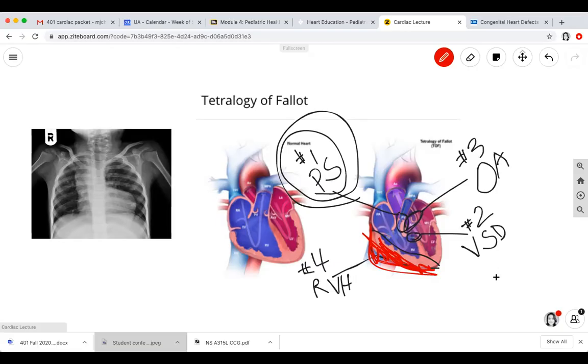And I think I'm just going to keep talking because I don't think we need any more diagrams or pictures.